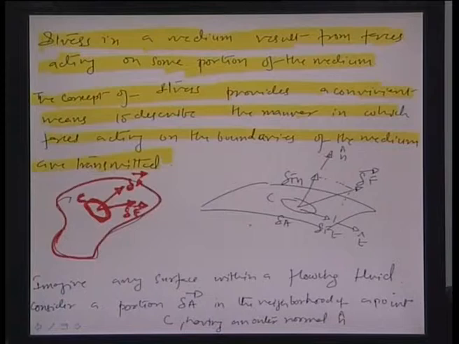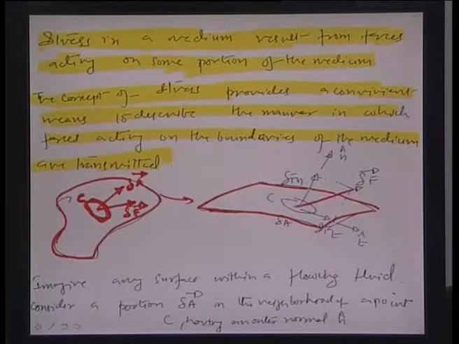So if we imagine any surface within the flowing fluid, this surface, let's say, is a part of this whole control volume as has been illustrated here. And we also assume that this delta F, which is at a certain angle with the area vector, can be resolved into a normal component, which is in the direction of the normal vector, let's say delta F n, and one which is tangential to the area of interest here, close to this point C. And we call this delta F tangential.